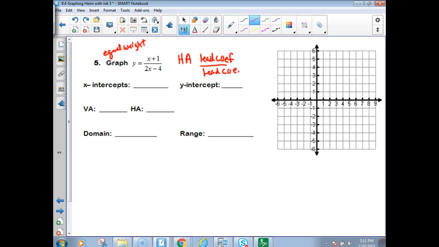I guess I'll use an F so you know what I'm talking about there. What's the leading coefficient of the top? 1, and the lead coefficient of the bottom is a 2. So the horizontal asymptote will be y equals 1/2. All right, let's go ahead and put that on our graph.